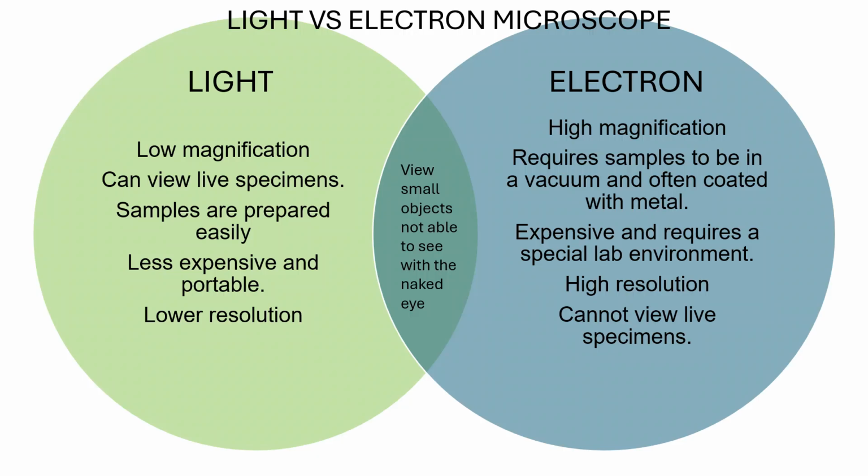You'll also need to know about light versus electron microscopes. The light microscope has a low magnification. You can view live specimens. Samples are prepared easily. It's less expensive and portable, but you have a lower resolution. Whereas an electron microscope has higher magnification, does require samples to be in a vacuum, therefore they're dead, and they're often coated with metal. It's expensive. It requires a special lab environment. It does have a higher resolution, and, as it says there, cannot view live specimens. Similarities are that you can view small objects not able to be seen with the naked eye.